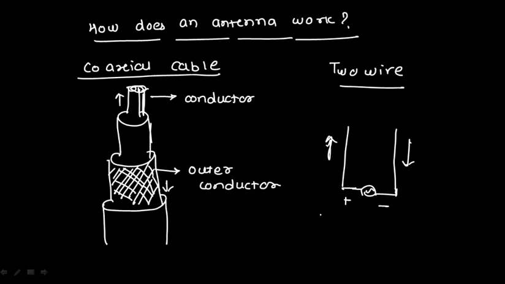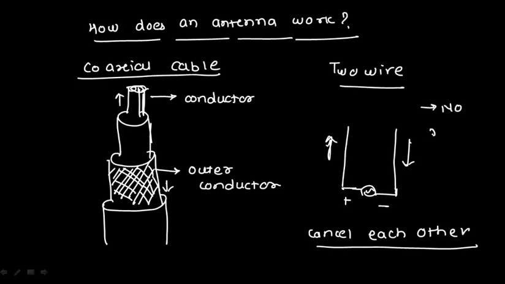Now what happens is, as they are equal and opposite currents, they will cancel each other. I'm assuming that my cable is a perfect cable, so they will cancel each other. If they cancel each other, there will be no radiation in the space. There will be no radiation at all.